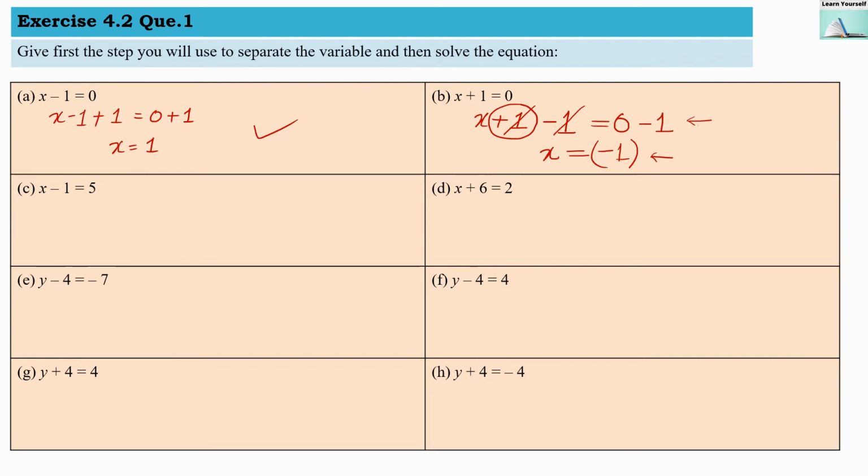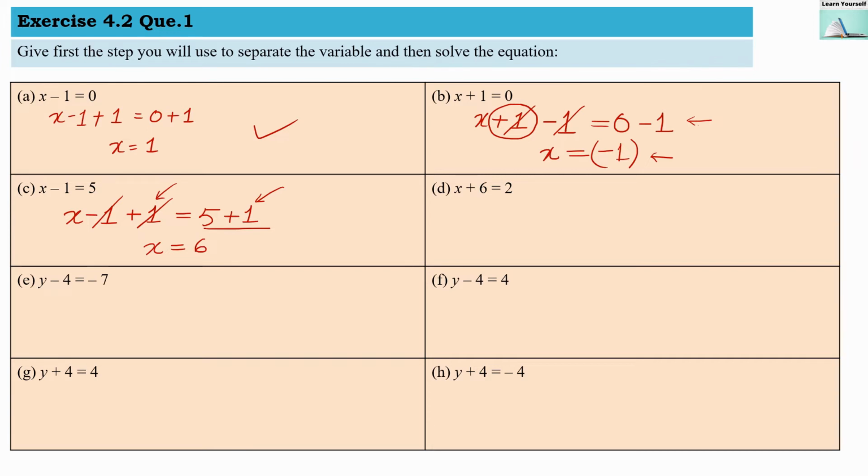Now let us understand equation C, x minus 1 equals to 5. Now our RHS has x minus 1. So let us add here plus 1, and similarly towards left hand side also let us add here plus 1. So at both the side I have added plus 1 towards RHS and towards LHS. Now let us solve this equation. So minus 1 and plus 1 will get cancelled out. I got here x equals to 5 plus 1, which will give me 6.